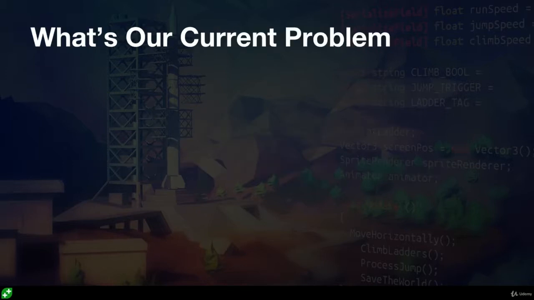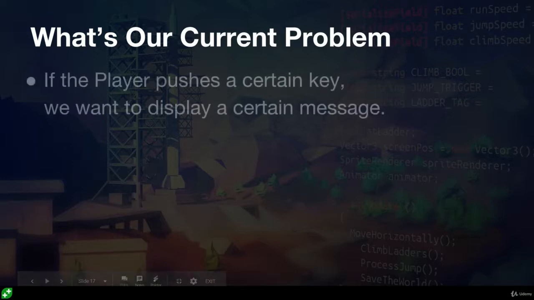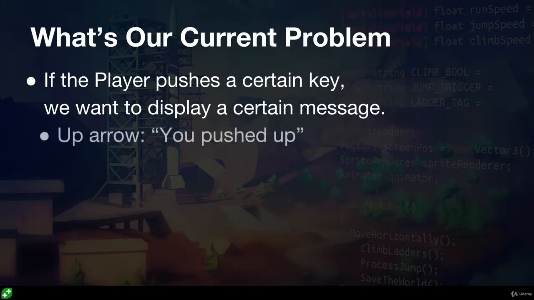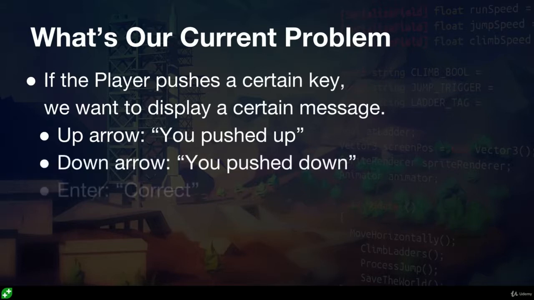That's our objective here. So what is our current problem? What we're trying to do is, if the player pushes a certain key, we want to display a certain message. As we go throughout this section, we'll add a little bit more complexity to it, but that's the foundation of it. And that's the foundation of many games. If you want your player to jump, you push a button. If you want your player to shoot, you push a button or a key. Specifically, push the up arrow, we want to say you pushed up. The down arrow, you pushed down. And enter to say correct, to print that to the player. So that's our current problem.